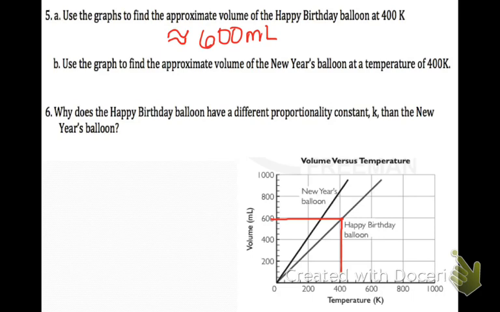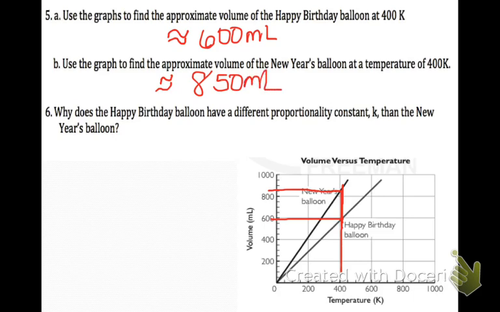For 5b, go ahead and use the graph to find the volume of the New Year's balloon at a temperature of 400 K. So I'm going to go still with 400 K, go all the way up to the New Year's balloon, go across, and this is approximately like 800 and about 850 milliliters.